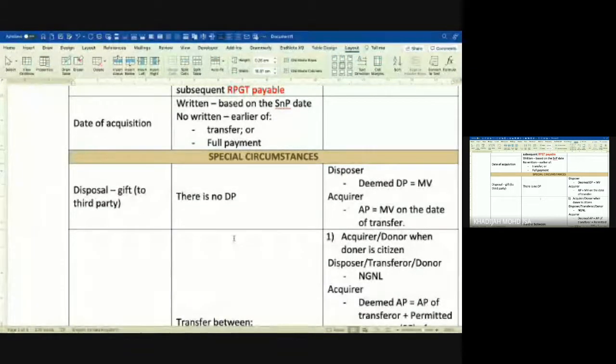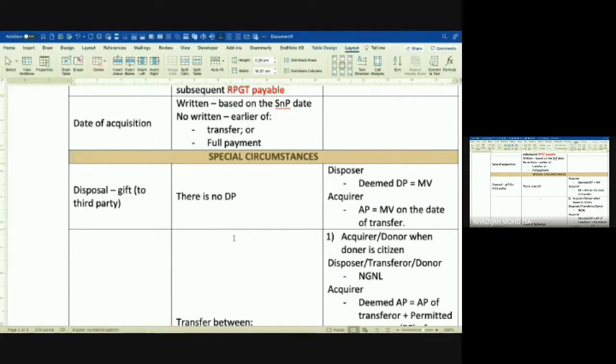When I say it's a give, it means that you give your property to another person as a gift, and the other person doesn't have to pay anything to you. So there's no disposal price. But whenever there's a give and a disposal of your property, you have to complete your RPGT. Even though you don't receive anything as consideration, the disposal price is deemed to be at market value. We call it a deemed disposal price equal to the market value at the date of transfer.